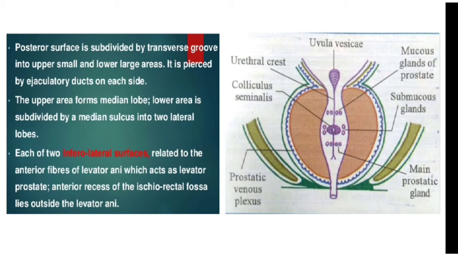The posterior surface is subdivided by a transverse groove into an upper small and a lower large area. It is pierced by the ejaculatory ducts on each side. The upper area forms the median lobe. The lower area is subdivided by a median sulcus into two lateral lobes. Each of the two inferolateral surfaces is related to the anterior fibers of the levator ani, which act as levator prostatae. The anterior recesses of the ischiorectal fossa lie outside the levator ani.